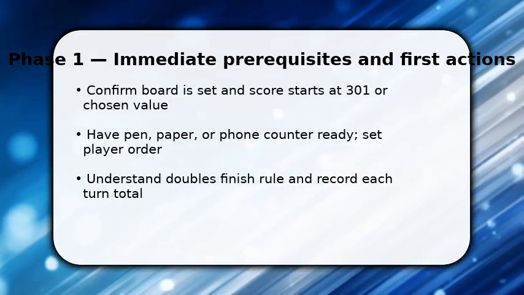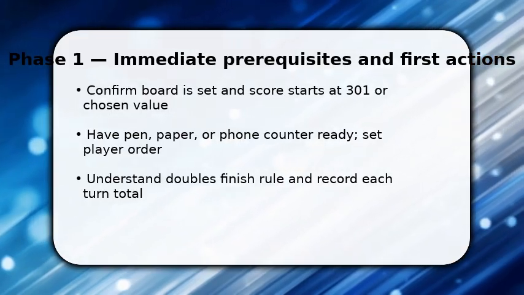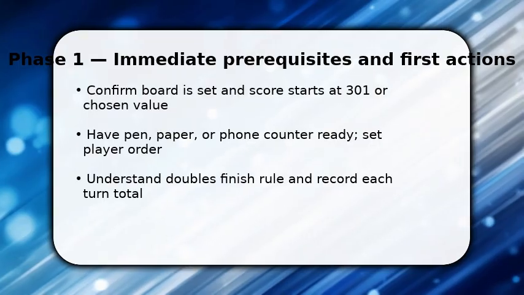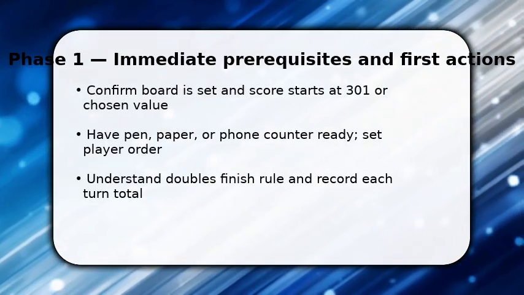You track subtraction, not addition, so subtract turn totals from the running score. Make sure to announce the remaining score aloud after each turn. That keeps both players aligned and avoids calculation errors.